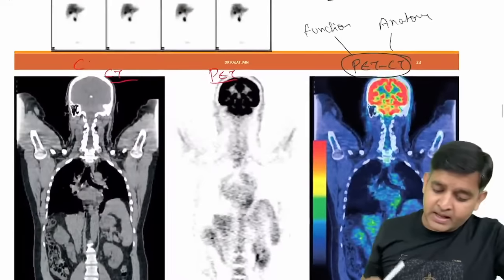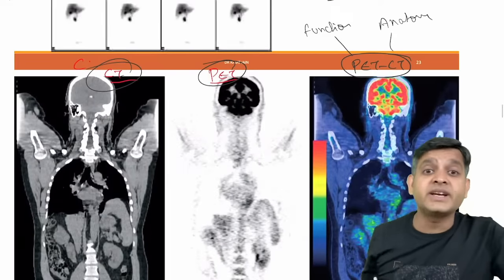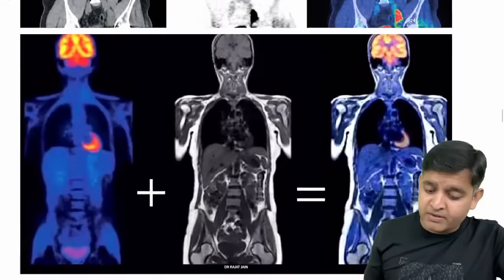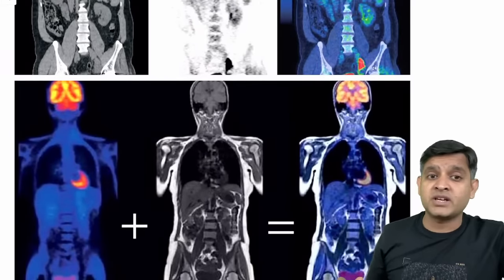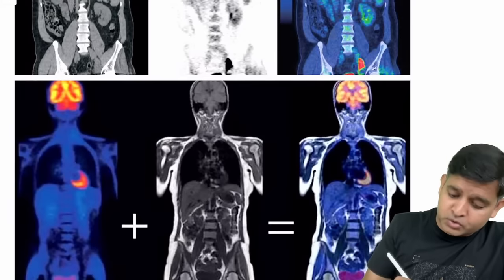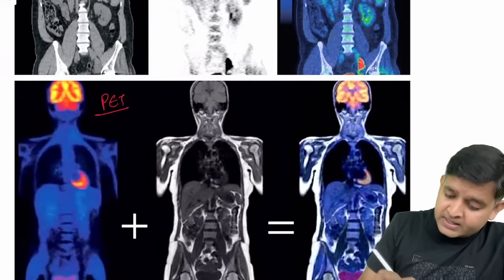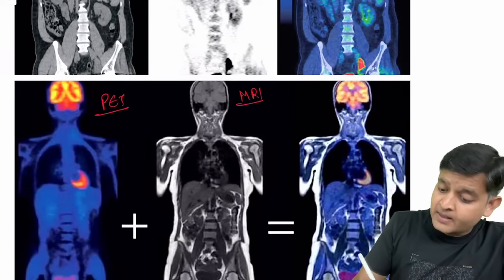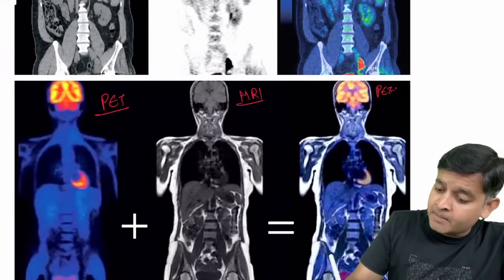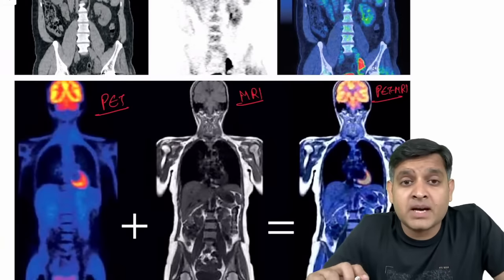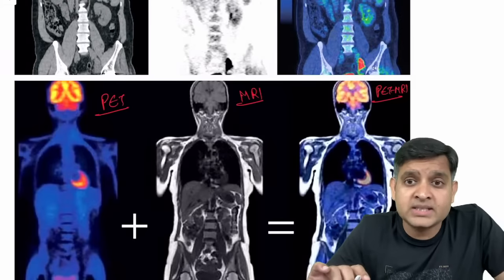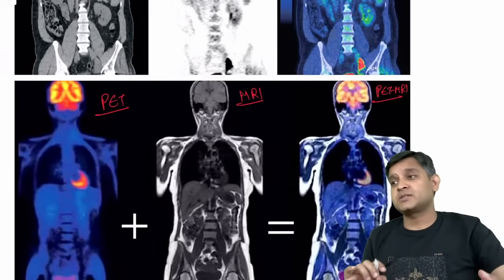But please remember, it is PET plus CT. Sometimes the examiner can play with you. They can give you this investigation and ask you, tell me what is the name of this? So don't get confused here. This is PET, this is MRI, and this is PET MRI. That means PET can be combined with the CT, PET can be combined with an MR. So this is PET MR.